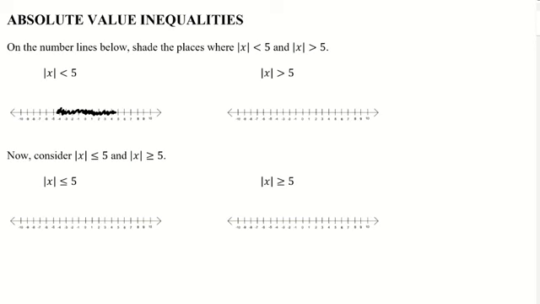And if I go more negative than negative 5, a more negative number has a larger absolute value. Okay? I'm not going to include 5 or negative 5 because that's where the absolute value is equal to 5. Okay, and we're looking for just absolute value less than 5.